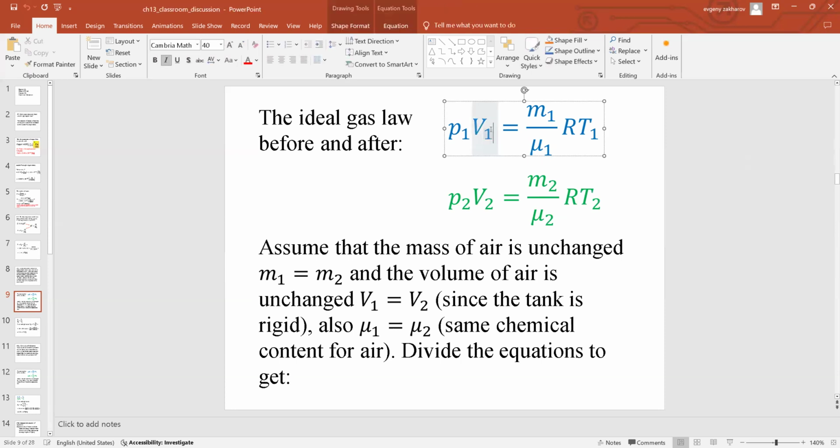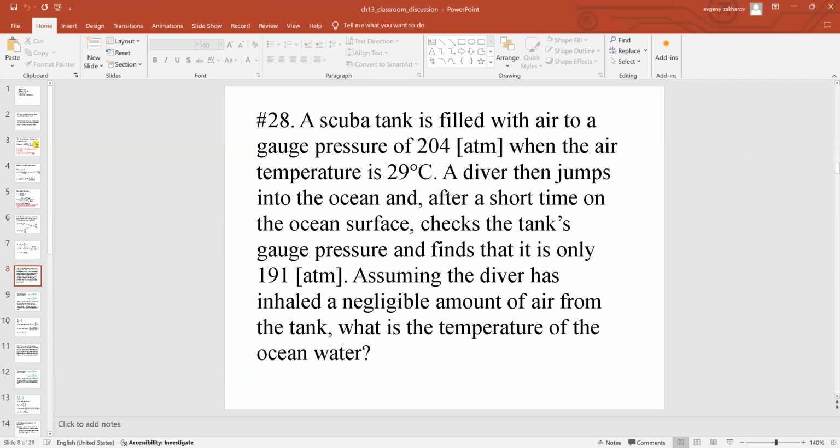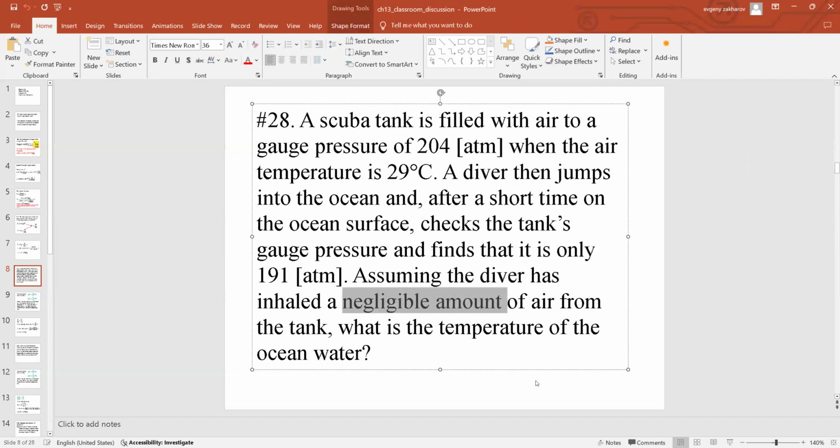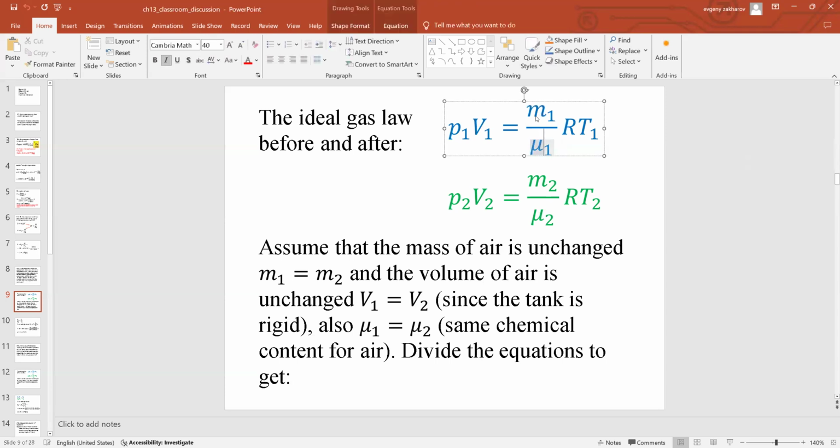So what are we going to do? We're going to use the ideal gas law: pressure times volume on one side, concentration, gas constant, and temperature on the other side. And the mass is in kilograms. Mu is what you get from the periodic table of elements. And if the gas is the same, which it is, and mass doesn't change, the amount of gas does not change. And even though the diver inhales something, it says negligible amount here, so you don't have to consider any change in mass. You can consider this ratio to be constant.